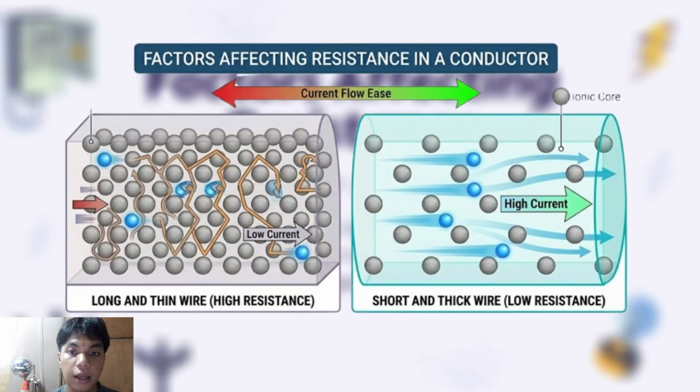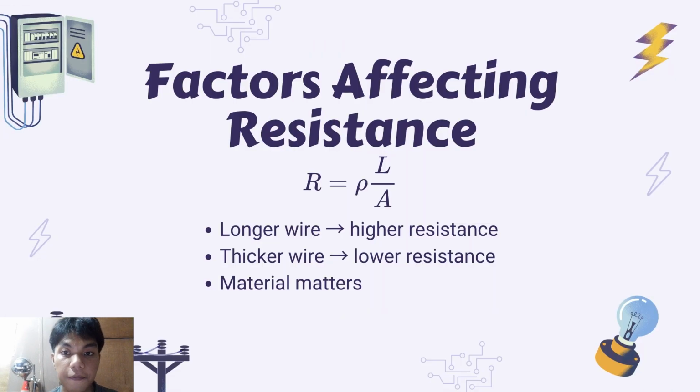For example, a long and thin wire makes it harder for current to flow compared to a short and thick wire. Temperature can also affect resistance. As temperature increases, atoms vibrate more, causing more collisions, which increases resistance. This is why wires heat up when used for a long time.